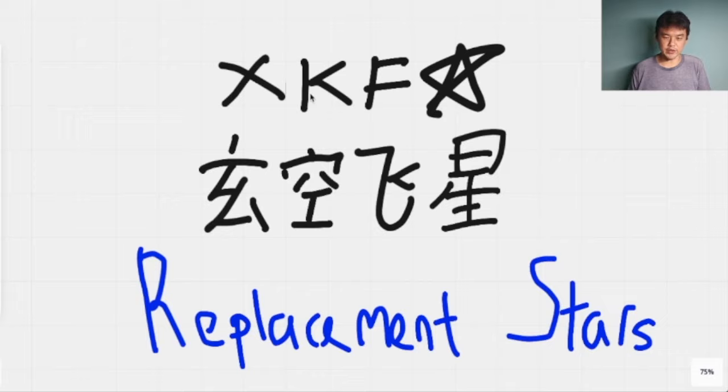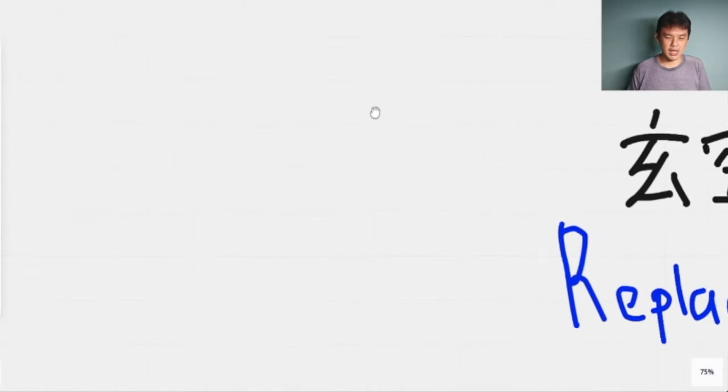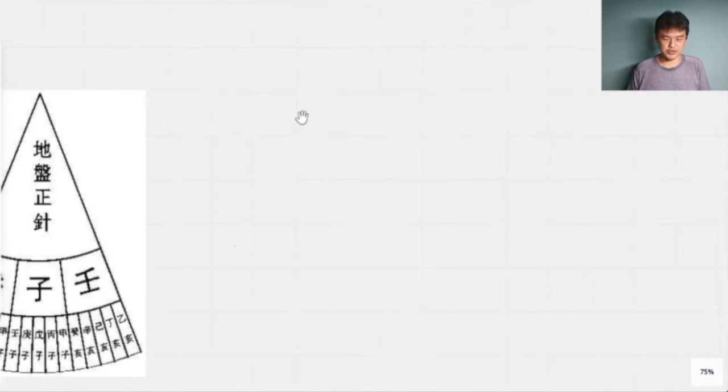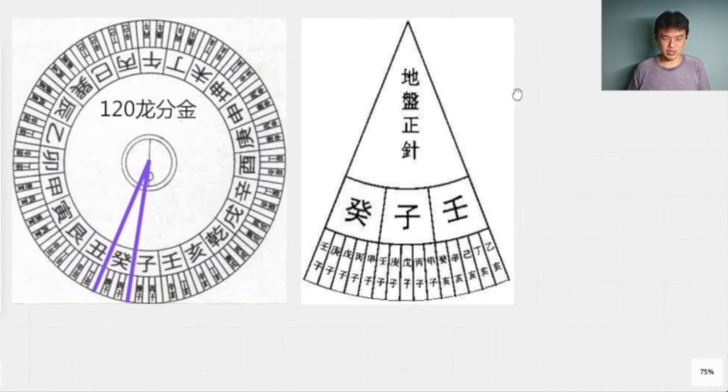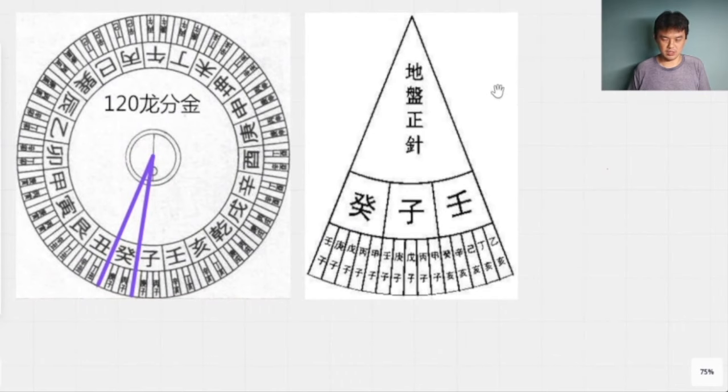We will continue with Xuan Kong Flying Star. Tonight we'll be talking about what they call replacement stars. Okay, replacement star is a special condition where the original stars that we have learned to plot in the earlier episodes will go through a different set of stars to start flight. And it has something to do with your measurement when you're taking your facing.